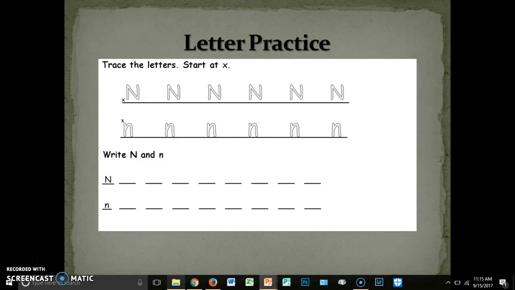I created this letter practice. I was teaching level 2, and sometimes I would find students who really needed practice on how to form the letters. And I gave them an X starting point on where to start with their letters. So for capital M, I gave them a place to start, and for lowercase n, I gave them a place to start, to first trace the letters and then write the letters on the line, both the uppercase and the lowercase letter.